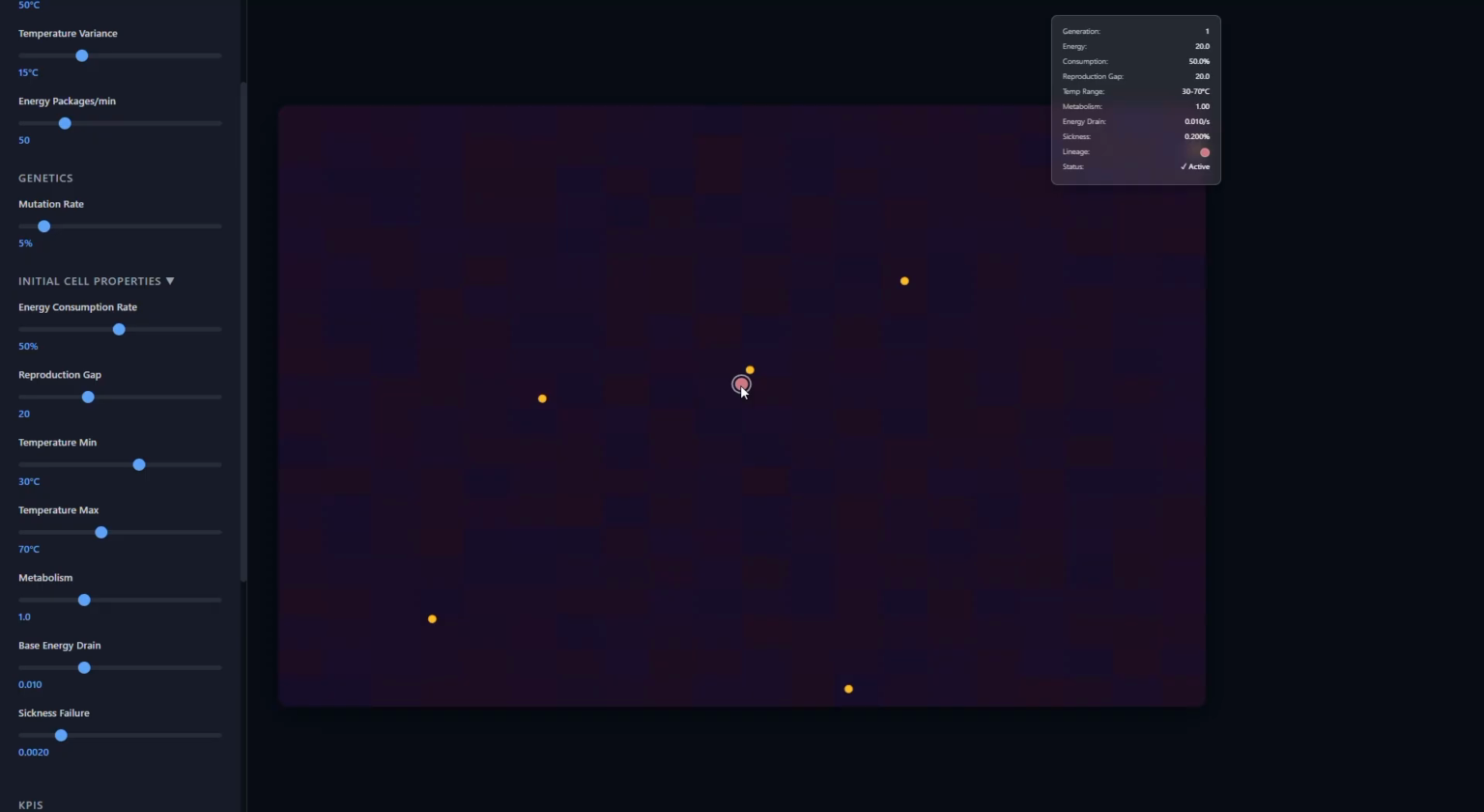Okay, you can see energy drain. That means per second, Eve is losing 0.01 energy points. And also there's a sickness rate. It means every minute, Eve has a 0.2 chance of just dying. We need some uncertainty in here. So these are basically the rules.